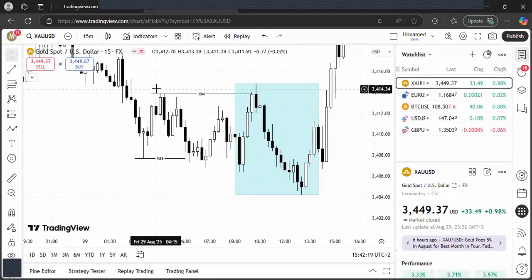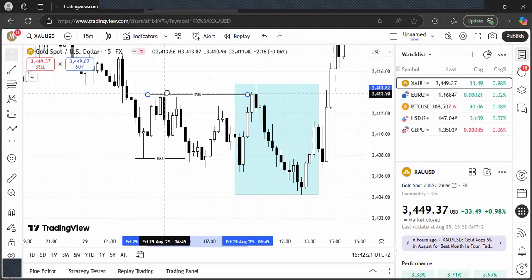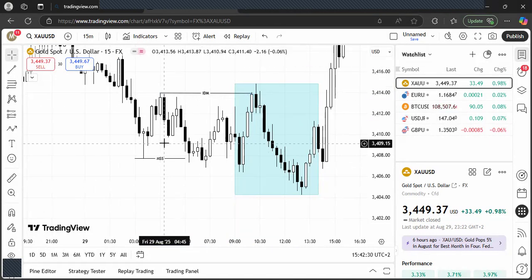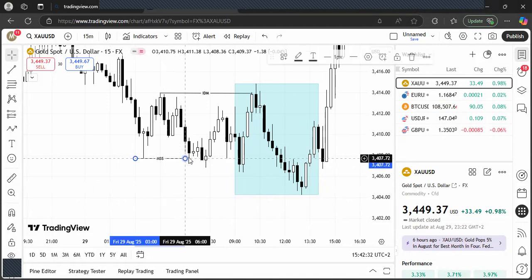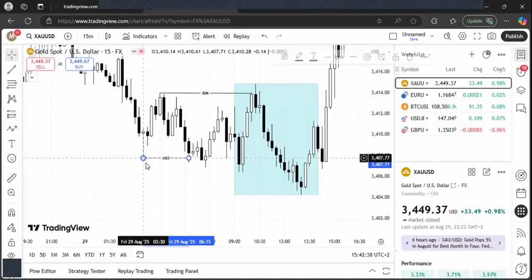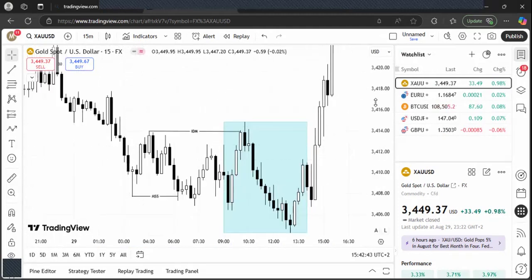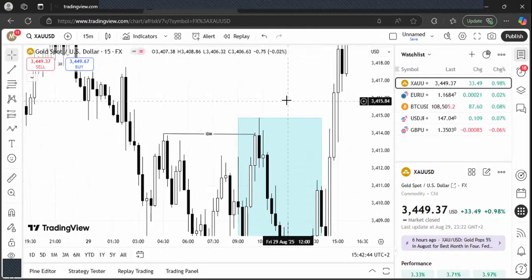Okay, this is how it looks from the 15-minute time frame. And then, okay, we have our inducement, and then we have our market structure shift. Okay, let's mark that up. And then, as I said, inducement indicates that there's an order block nearby.